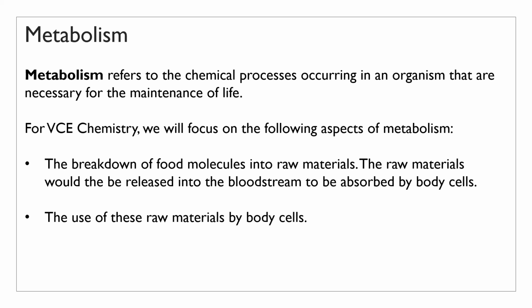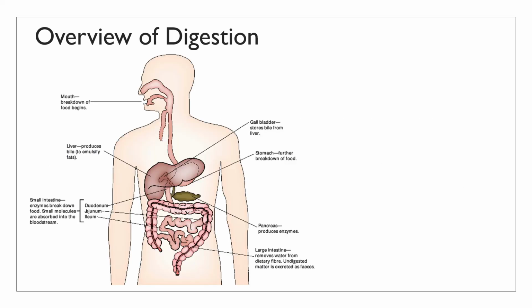Now, there is actually a third chemical process that's involved in metabolism, which is the removal of waste, but we don't actually look at that in this course. But just keep in mind that that's the third main chemical process that you need to maintain life, if you will. We're going to start with the first part, which is the breakdown of food, which is done via digestion.